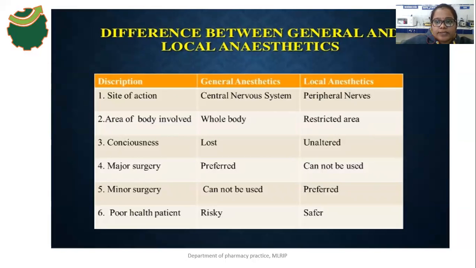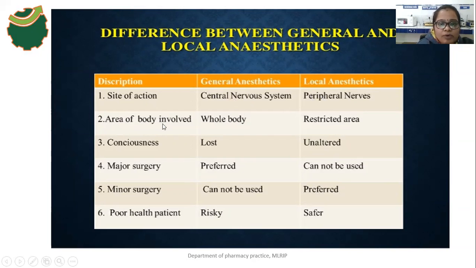Then what are the differences between general and local anesthetics? Here, the first description is the site of action. The site of action of general anesthetics is the central nervous system, and the site of action of local anesthetics is peripheral nerves. Means the site of action of general and local anesthetics is different. General anesthetic site of action is only the central nervous system. Local anesthetic site of action is peripheral nerves.